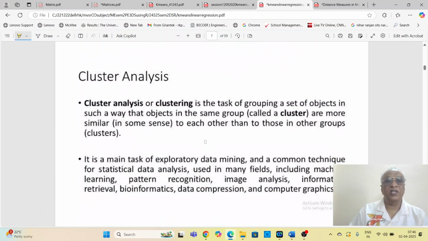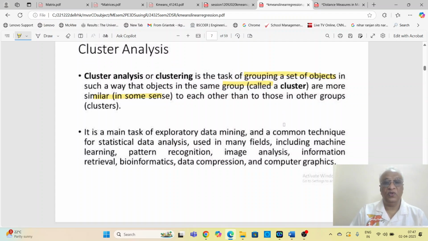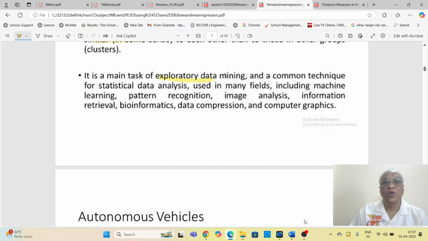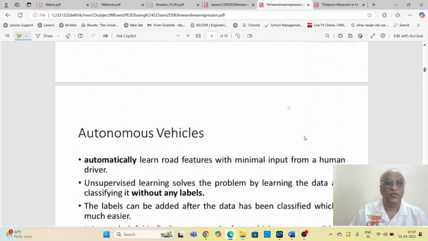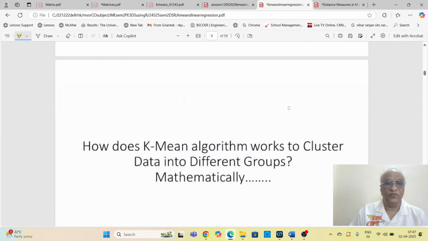Now, what is cluster analysis or clustering? We are grouping a set of objects such that objects in the same group are similar to each other, and objects in other groups are different. Clustering comes under exploratory data mining, and it is used for data analysis. Many applications exist, whether it is image analysis, information retrieval, autonomous vehicles, etc.